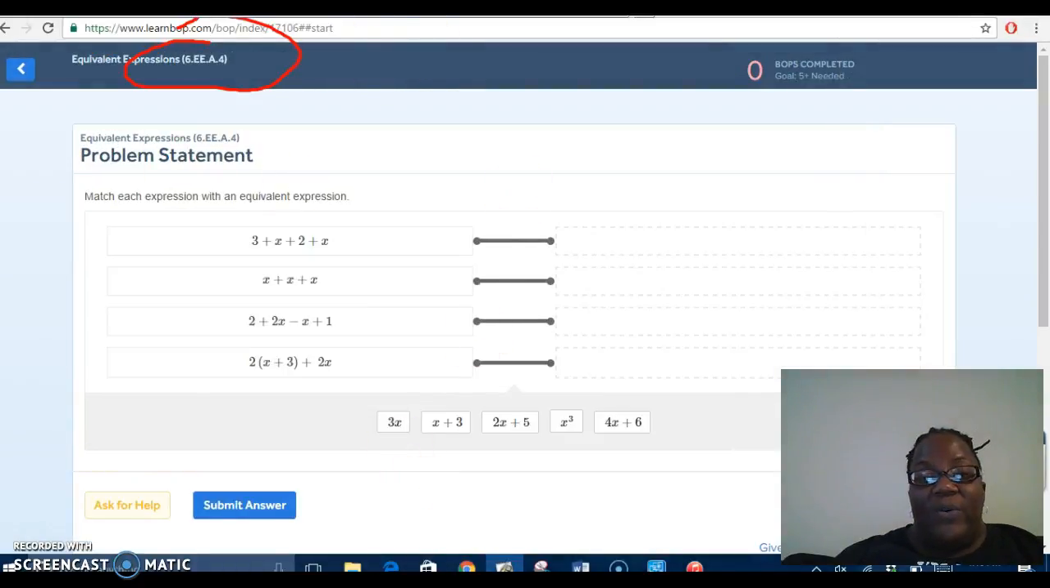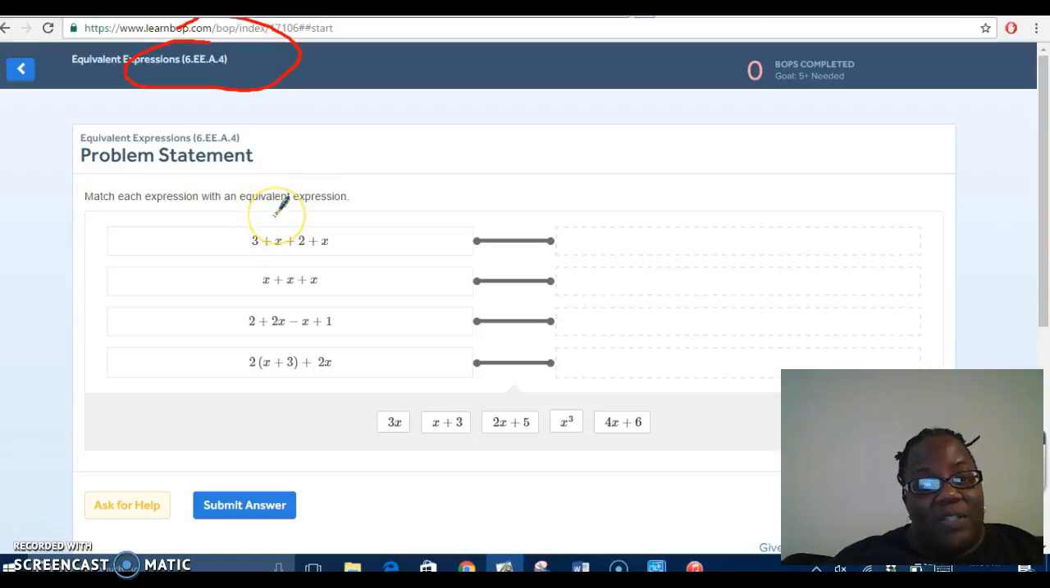Here you go. So if you have this lesson, this is your first problem. And what we're going to do is match each expression with an equivalent expression. So basically, you're combining like terms and simplifying the expression, it's not an equation.